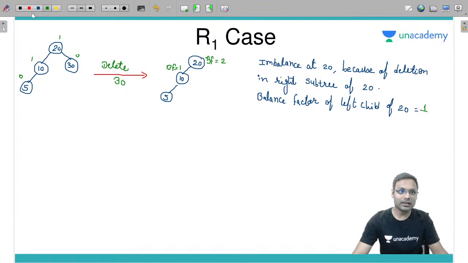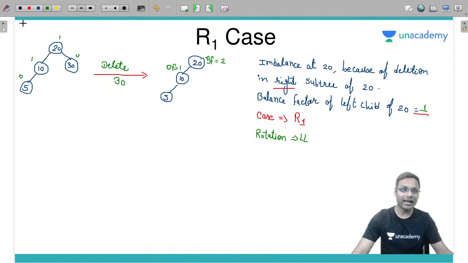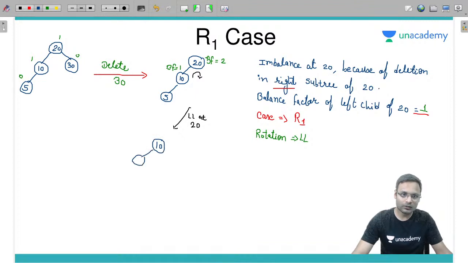If it is 1, then the case becomes what? R1. If it is an R1 case, then the rotation is again the same LL rotation. LL rotation, single right rotation like this way. Rotate it. LL at 20. So after rotation, the tree becomes like this: 10 goes up to the root, left side 5, right side 20.